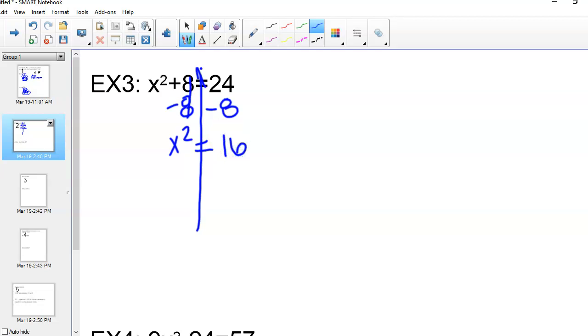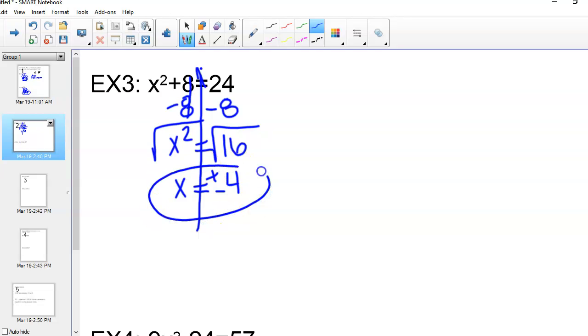And now we just have that square we've got to get rid of. So we're going to square root both sides of the equation. And when we square root both sides of the equation, we get x equals 4. But we took the square root of both sides of the equation, so we have to put a plus or minus there in front of that 4. So this is our answer. We've actually got two answers, positive 4 and negative 4.